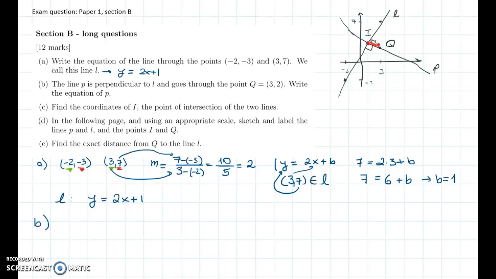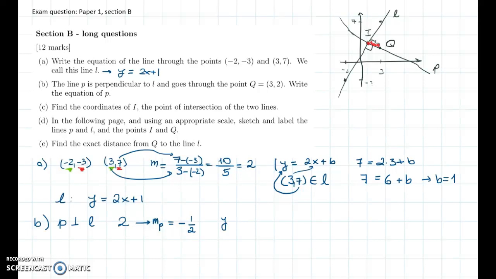Now we need to write the equation of the line P. P is perpendicular to L. Remember this symbol to say that it's perpendicular. So if we know the slope of L, to find the slope of P, so let me write m_P, we need to take the reciprocal, so 1/2, and we also need to change the sign, multiply by -1. So it's going to be negative 1/2. So this is the slope of the line P, which is perpendicular to the line L. And we can see in our picture that yes, P has to be a decreasing line with negative slope.